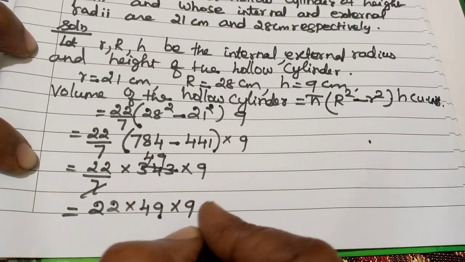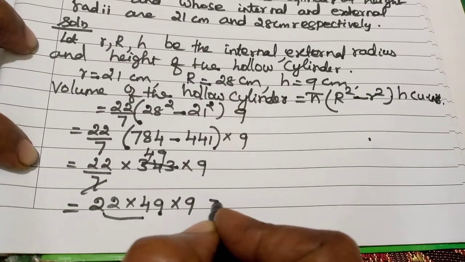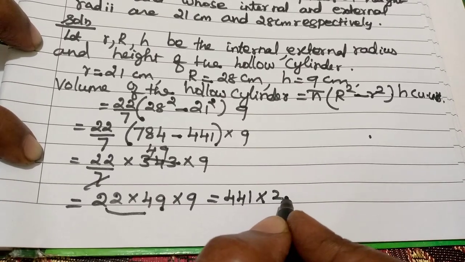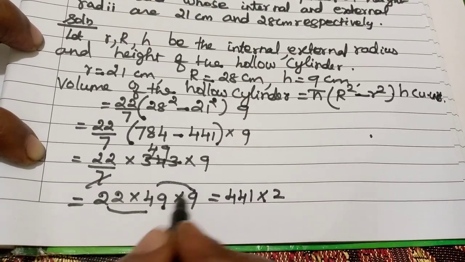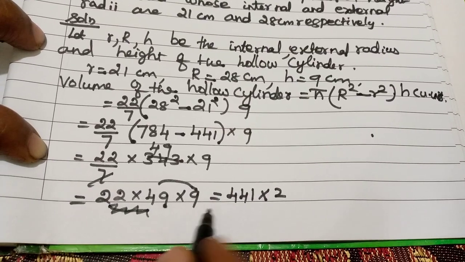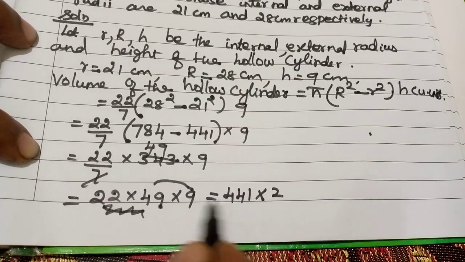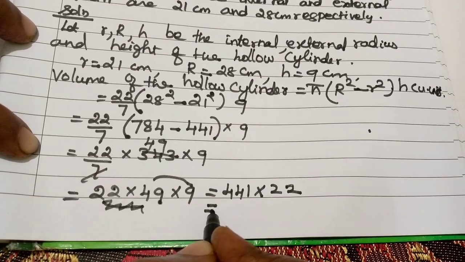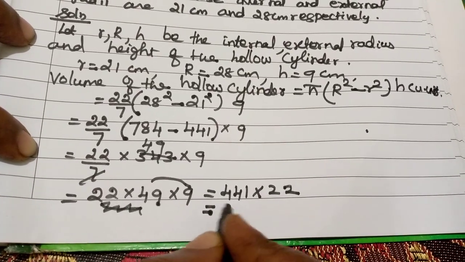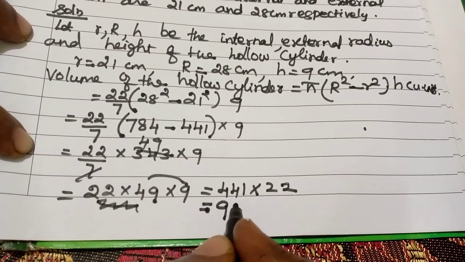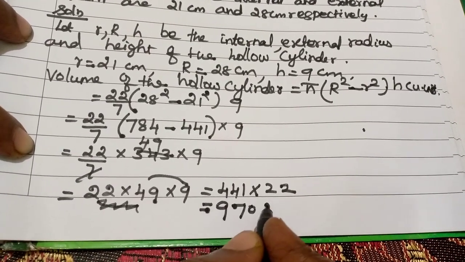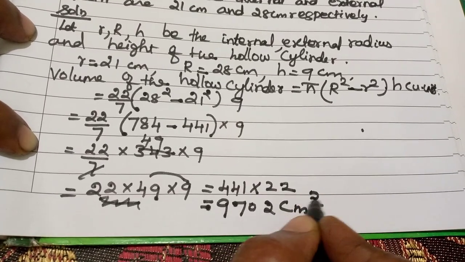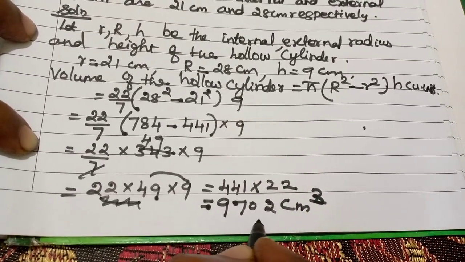Okay, multiply these two. 49 into 9 is 441. 441 into 22, which is equal to 9,702 centimeter cube. Okay, centimeter cube, not centimeter square, centimeter cube.